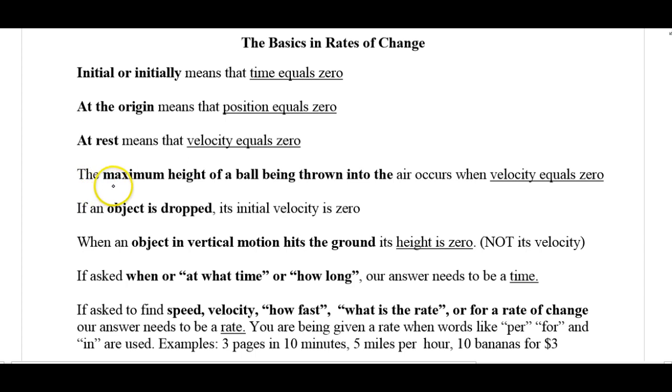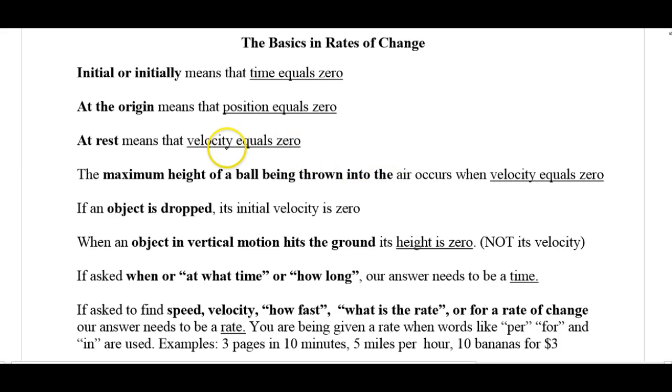So now if a problem asks you for the maximum height of a ball being thrown into the air, we can think about that. If I throw a ball into the air, when it reaches its maximum height before it turns and goes to the ground, at its very maximum height, it's going to stop. And if it's going to stop, that means the ball is going to be at rest.